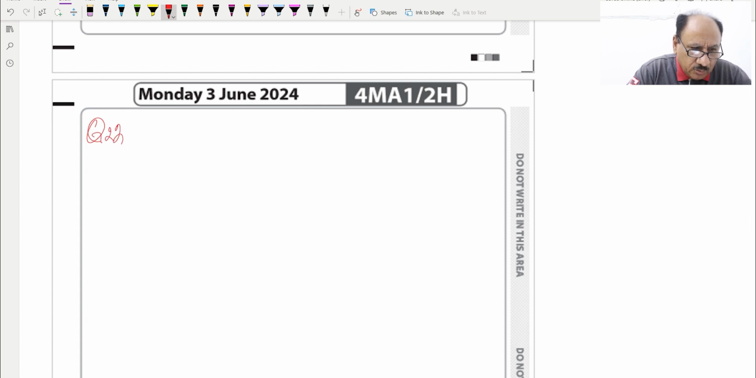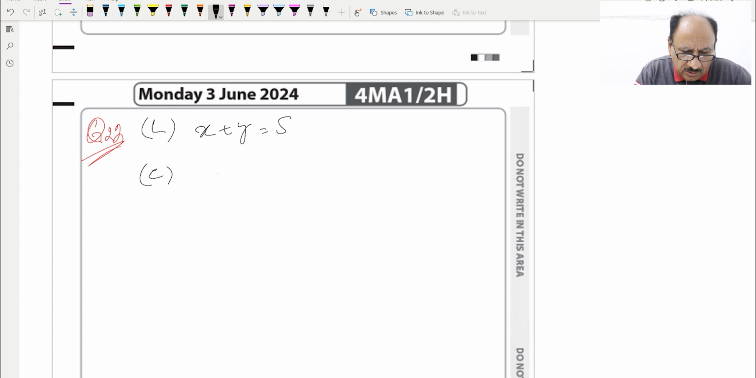Question 22 is saying the straight line L has the equation x plus y is equal to 5, and the curve C has the equation 2x square plus 3y square is equal to 210, and they are saying find the coordinates of the points where L and C intersect.